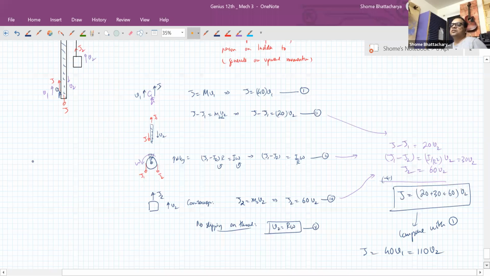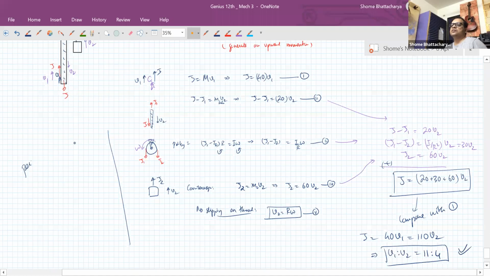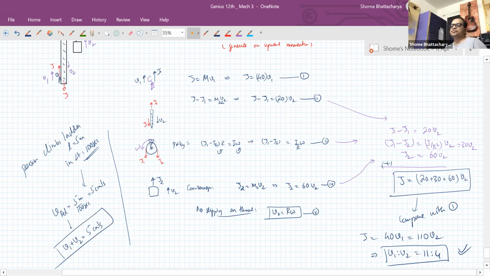The person climbs the ladder. The ladder's length was 5 meters, in time 100 seconds. So that means the relative velocity of the person is 5 meters by 100 seconds, or 5 centimeters per second. So what is the relative velocity? It is V1 plus V2, because the ladder is coming down at V2 and the person is going up at V1. So with respect to the ladder, the person's net velocity is V1 plus V2.